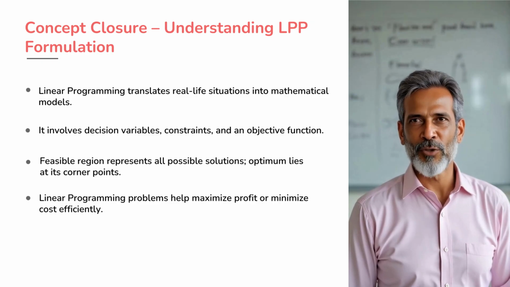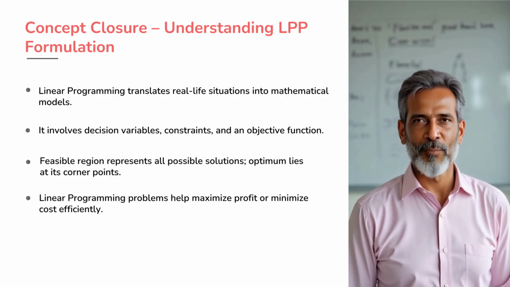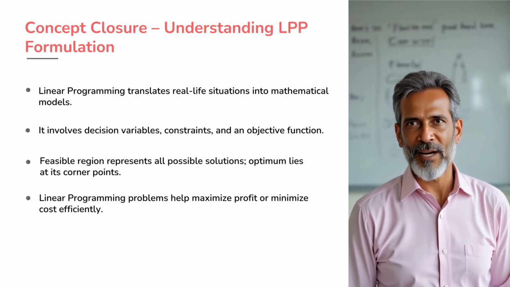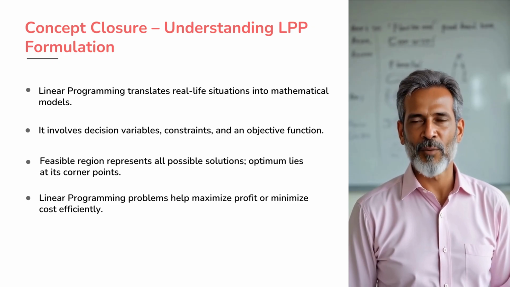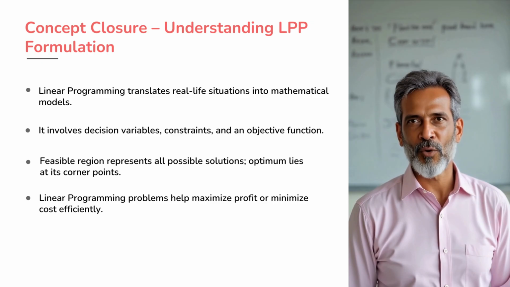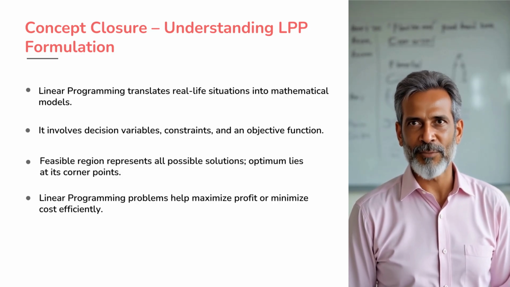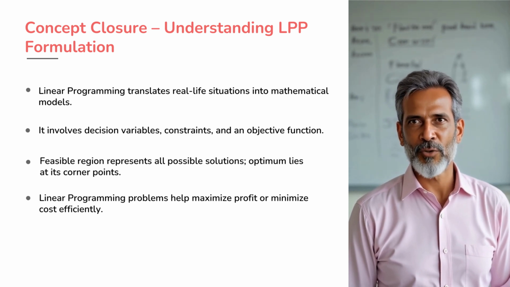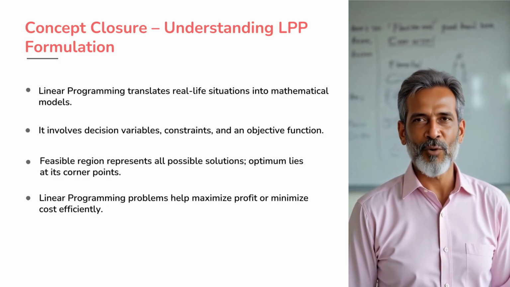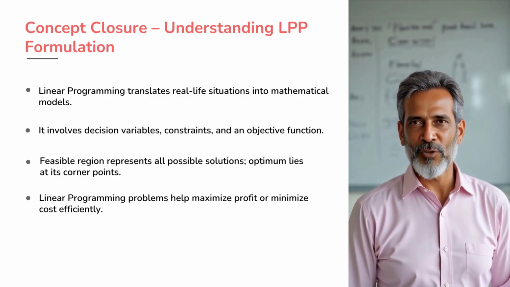So let's summarize what we learned today. Linear programming is a way to translate real-life decision problems into mathematical form. We first identify the decision variables, then set up the objective function, and finally include all constraints and non-negativity conditions. By plotting these, we find the feasible region, and the optimal solution occurs at one of its corner points. This method helps businesses and industries plan investments, allocate resources, or minimize costs efficiently. I hope now you understand how linear programming problems are formulated and why they're so useful in real-world optimization.